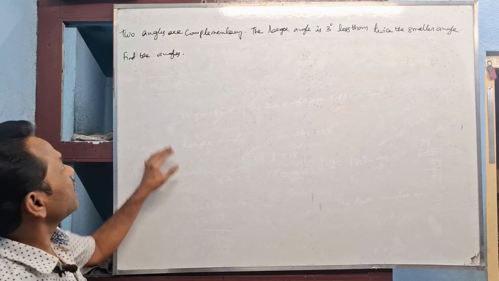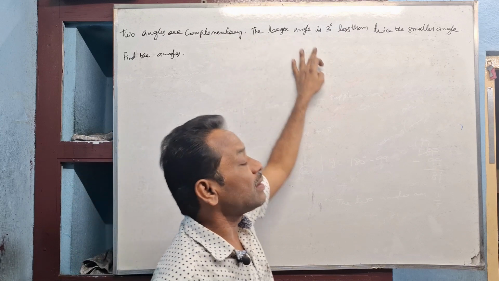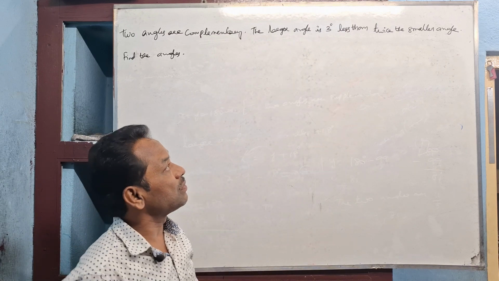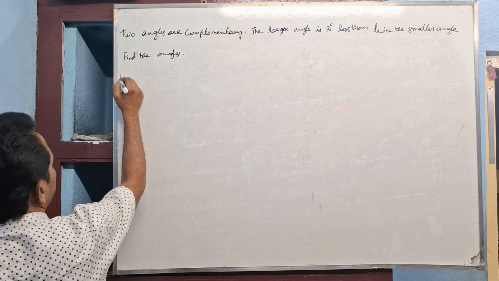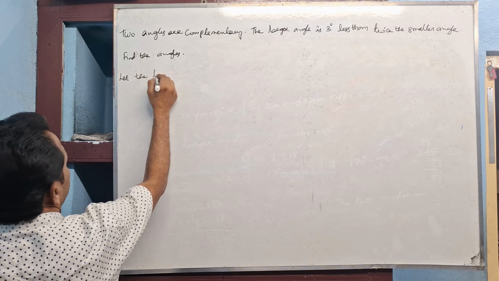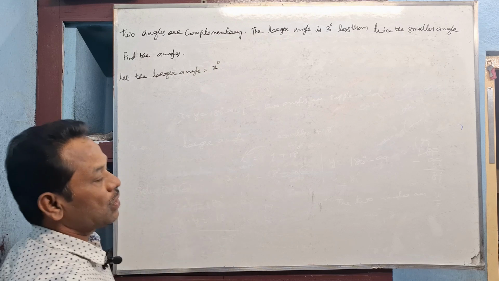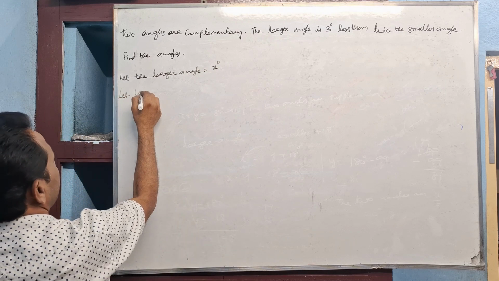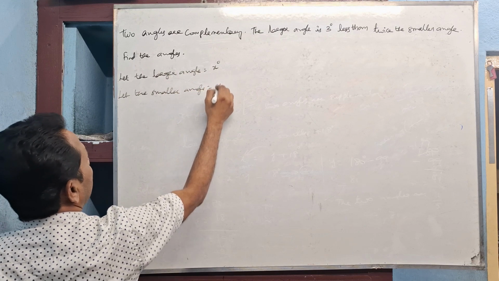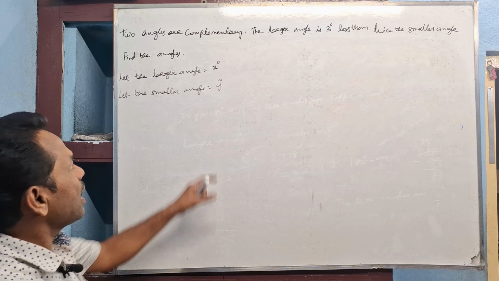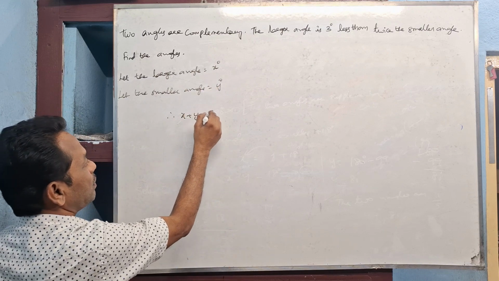In this question it is given that the two angles are complementary angles, and also given that the larger angle is 3 degrees less than twice the smaller angle. So let us proceed. Let the larger angle be x degrees and let me take the smaller angle as y degrees. As these two angles are complementary, I can say x plus y equal to 90 degrees.